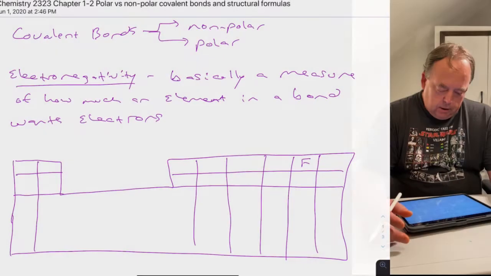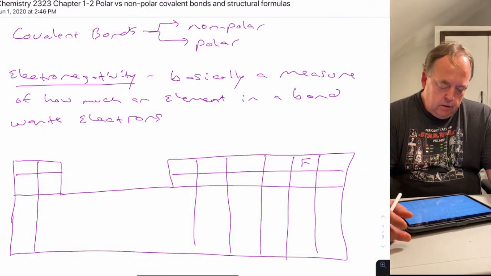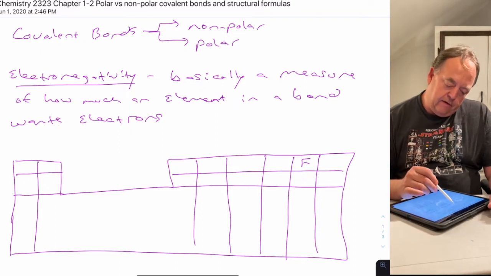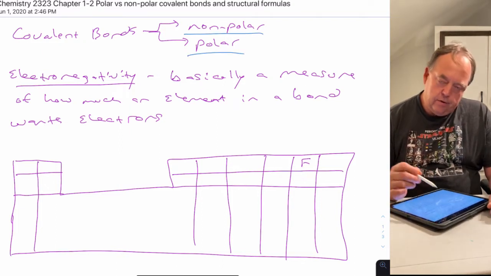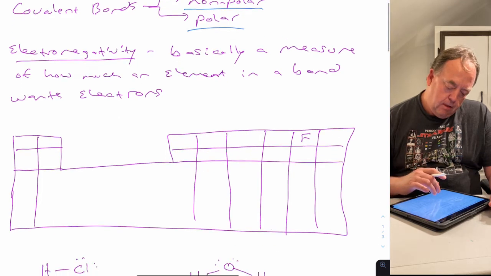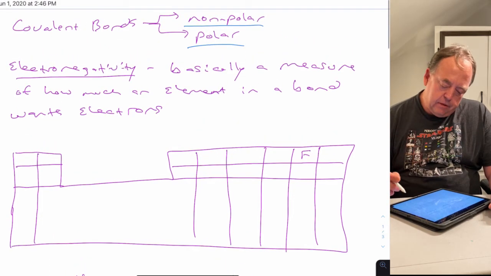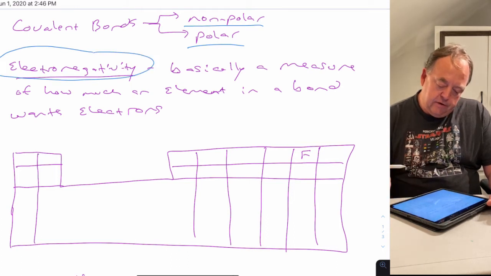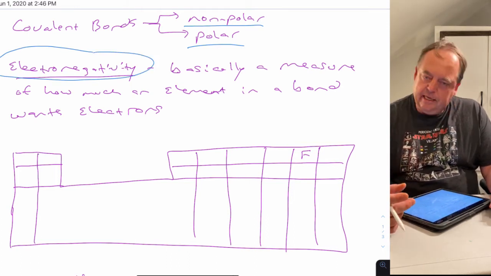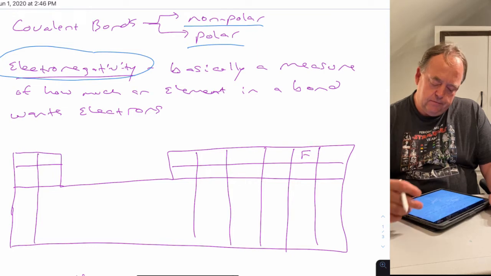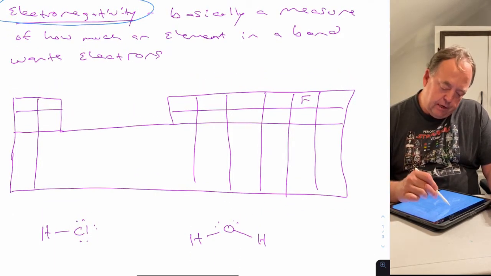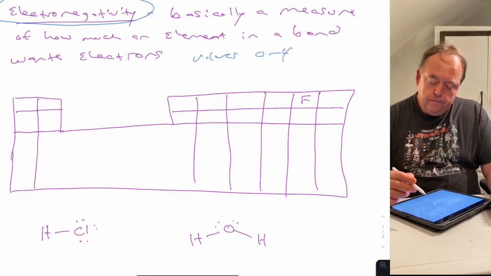So in this lecture we'll talk a little bit more about bonding, particularly covalent bonds, where covalent bonds can be nonpolar or they can be polar. And to understand that, you have to remember this concept of electronegativity. Electronegativity is basically just a measure of how much an element in a bond wants electrons. And the values for electronegativity range from 0 to 4.